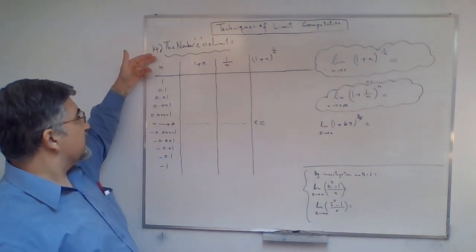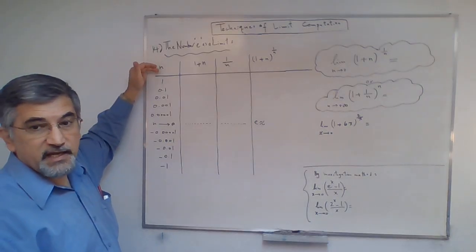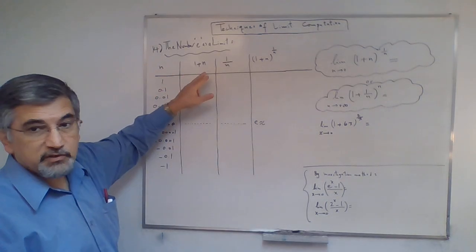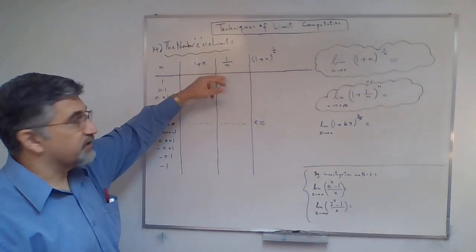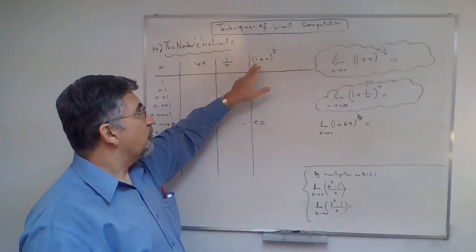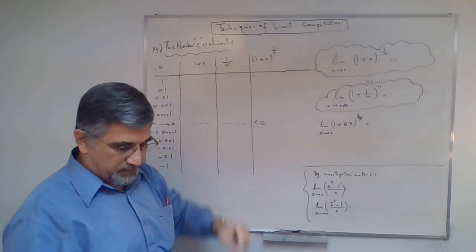So for this purpose, we have three columns here. One column is the variable n, which we will select different values for. And then 1 plus n, and 1 over n. And we're going to investigate numerically to see what will be the value of 1 plus n raised to the exponent of 1 over n.